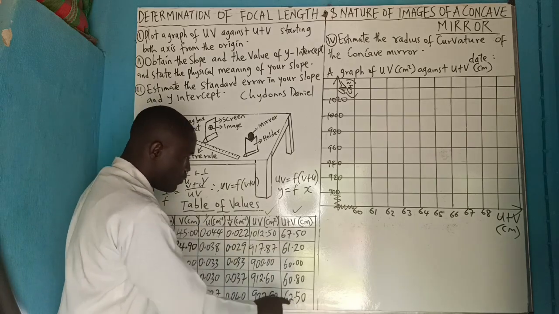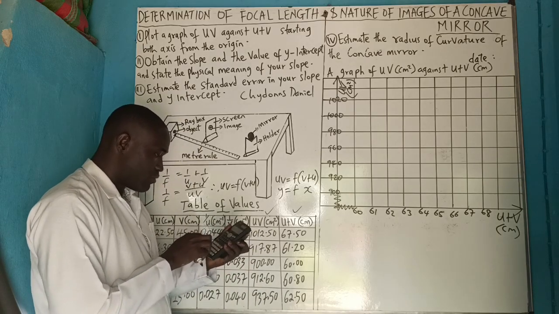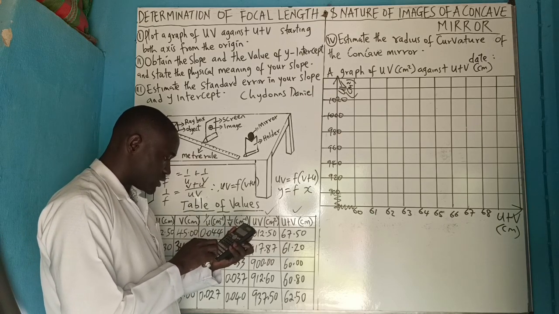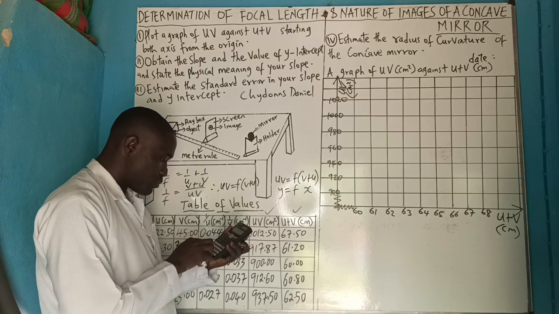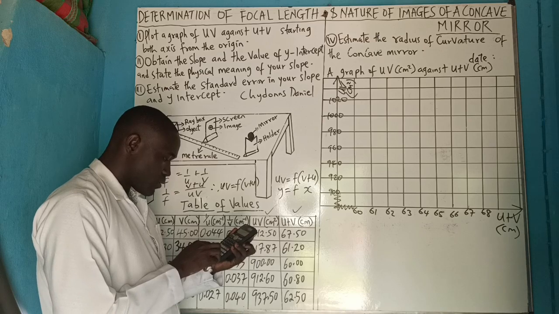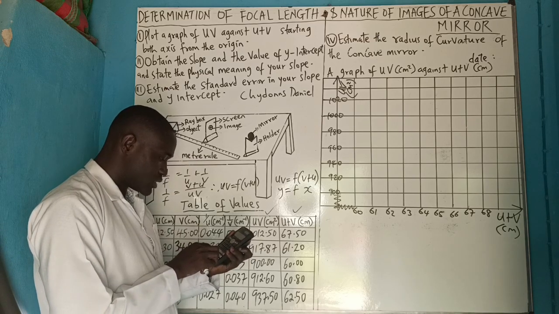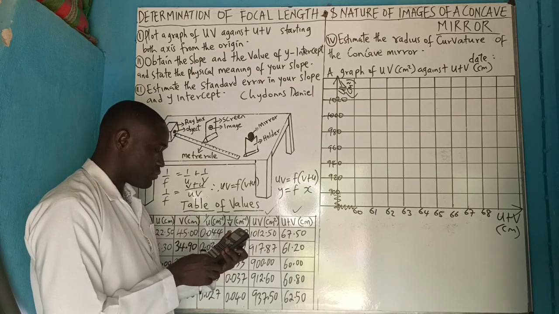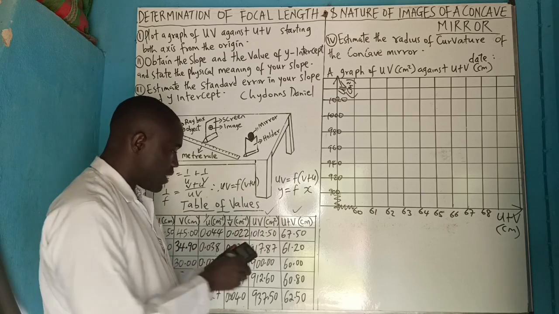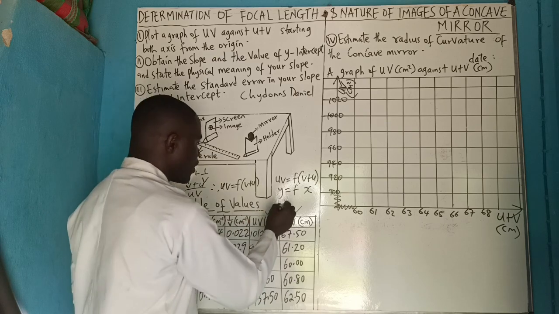Get the mean of u plus v and the mean of uv. You will be having 67.5 plus 61.2 plus 60 plus 60.8 plus 62.5. That will be giving you 312 divided by 5, which is 62.4.